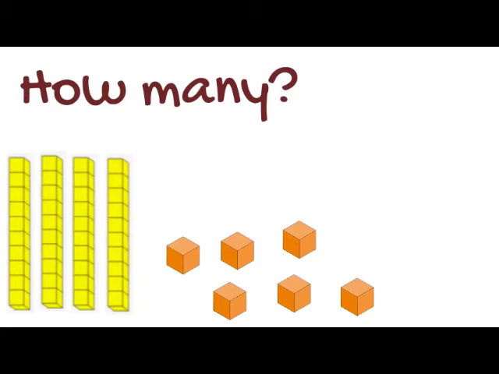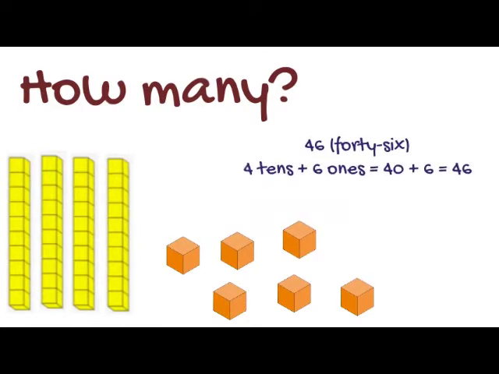So now you can see 4 blocks and 6 cubes. So how much is it? Yes, it is 46. Forty-six. 46 is the number name and 4 tens plus 6 ones equals to 40 plus 6 is equal to 46. So 40 plus 6 is the expanded form.